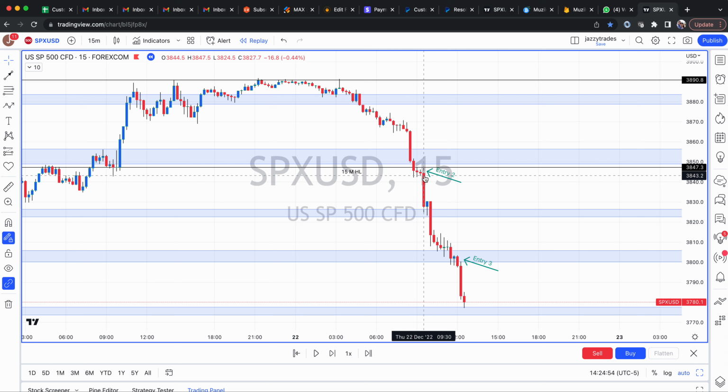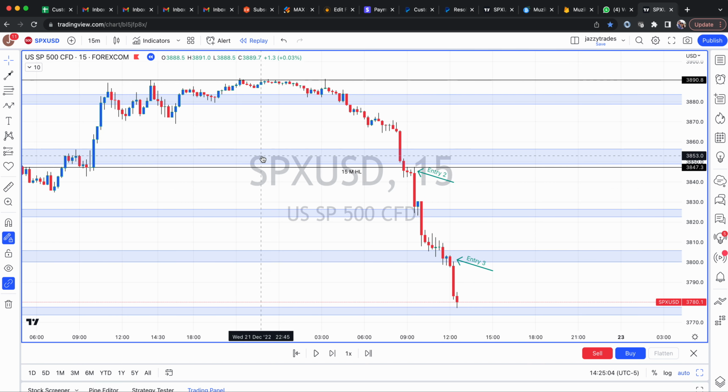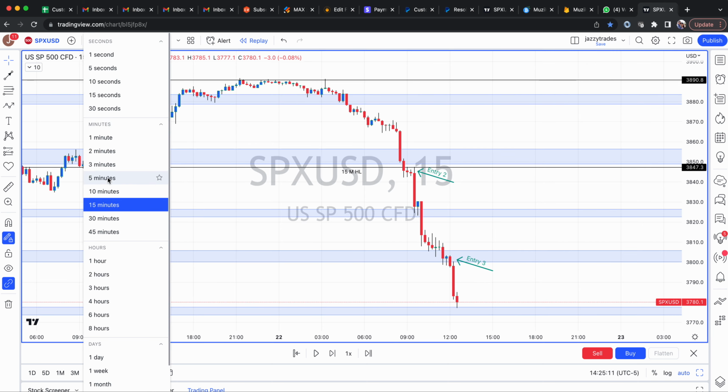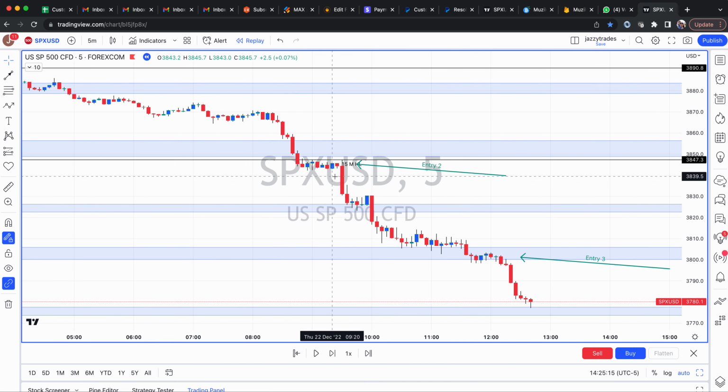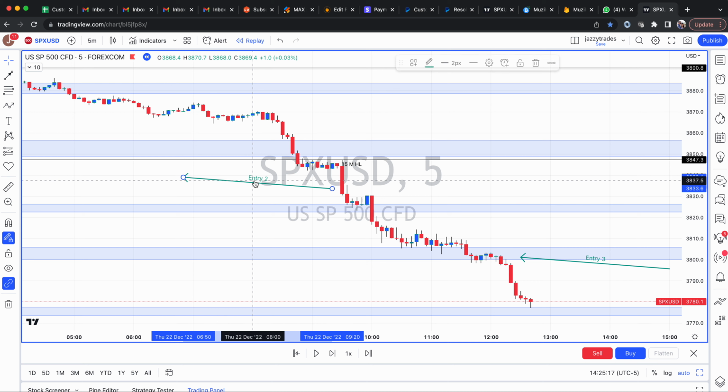Don't risk more than, I'd say if you have $3,000, buy a contract worth like $500-$600. Don't go more than that, right? And so what you want to do is, let's get into the 5 minutes chart. So you would enter at any of these candles.